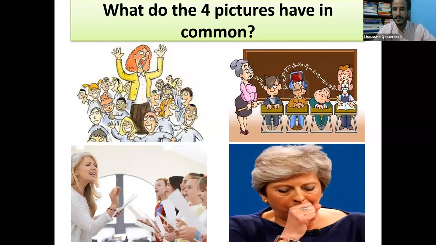So it's C, it's about what? It's about the teacher, as he said, female teachers. The teacher is in the four pictures, Bashira. Now I'm asking what the four have in common when talking about classroom management. The teacher, position, classroom, okay.